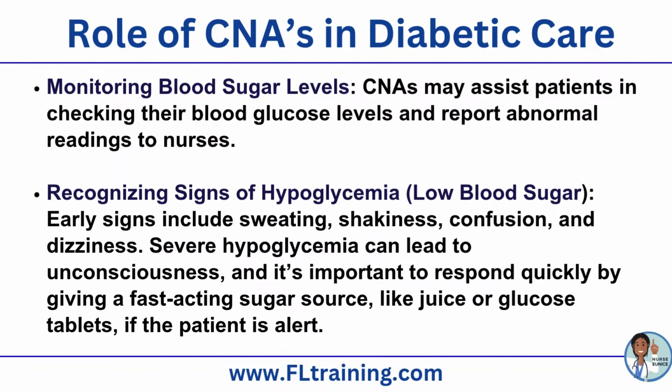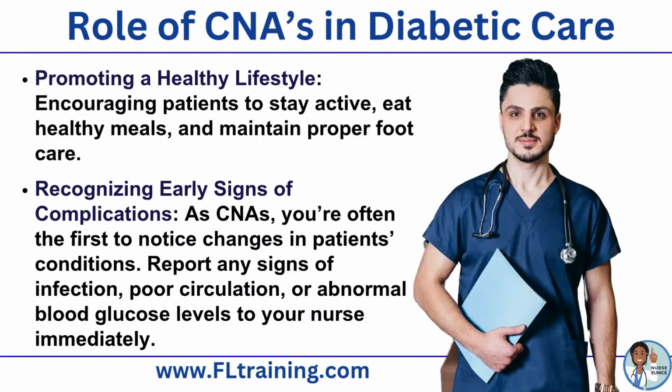You're going to be one of the first persons to recognize signs of hypoglycemia or low blood sugar. And so early signs include sweating, shakiness, confusion, and dizziness. Severe hypoglycemia can lead to unconsciousness, and it's important to respond quickly by giving a fast-acting sugar source like juice or glucose tablets if the patient is alert. And of course, you would not be doing this without your nurse telling you to do so, but at least you know what to do once we start that ball rolling.